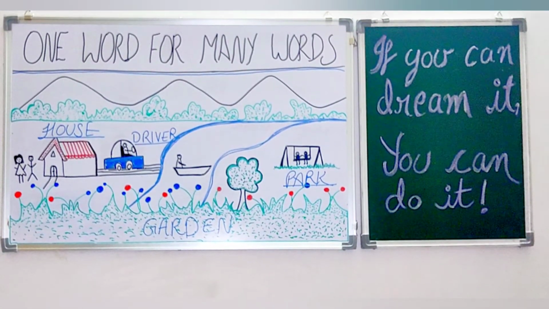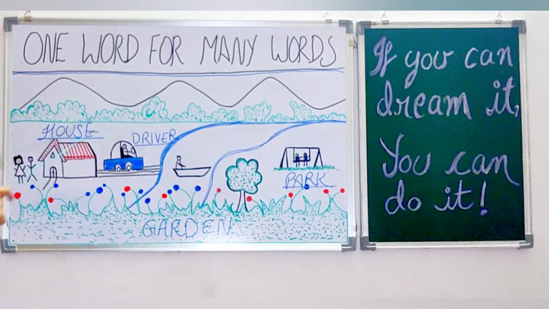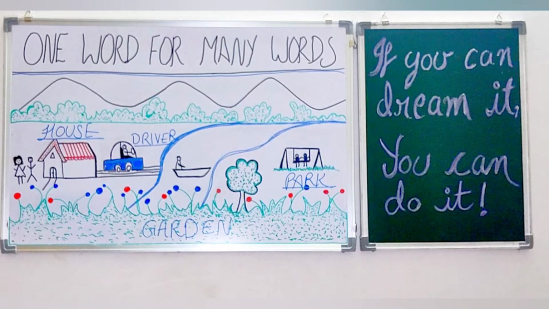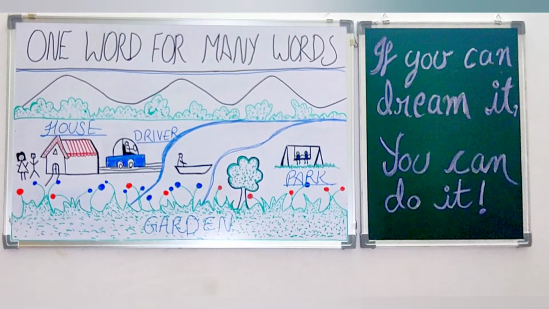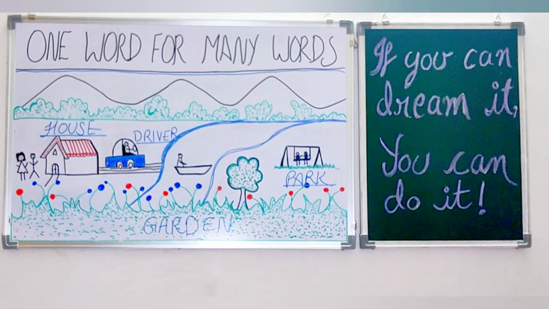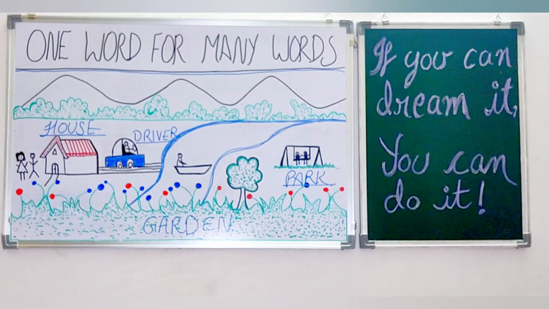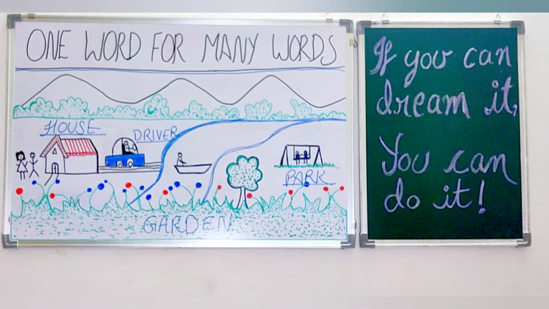So have you noticed how beautifully these words replaced the sentences? So children, this is what we call one word for many words. When one word replaces a complete sentence, then we call it one word for many words.